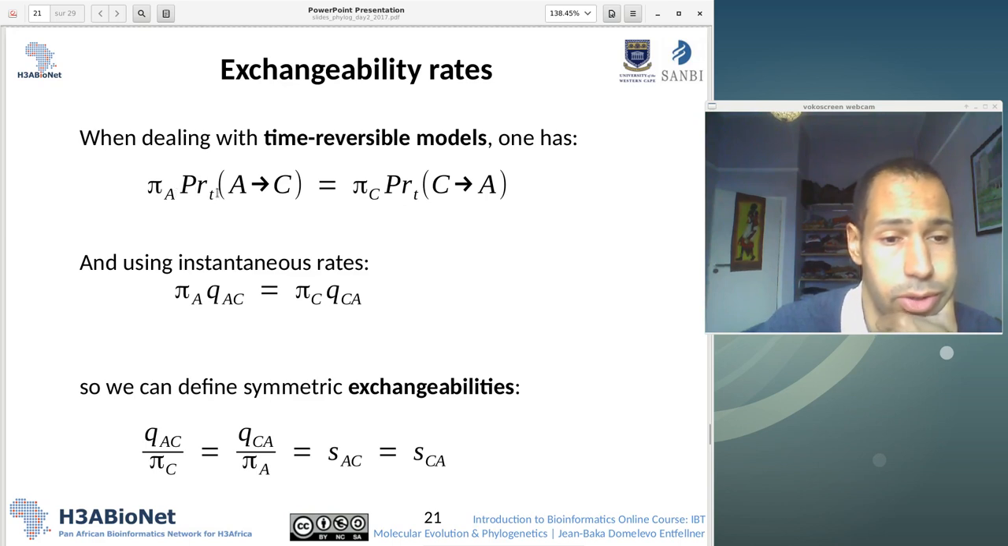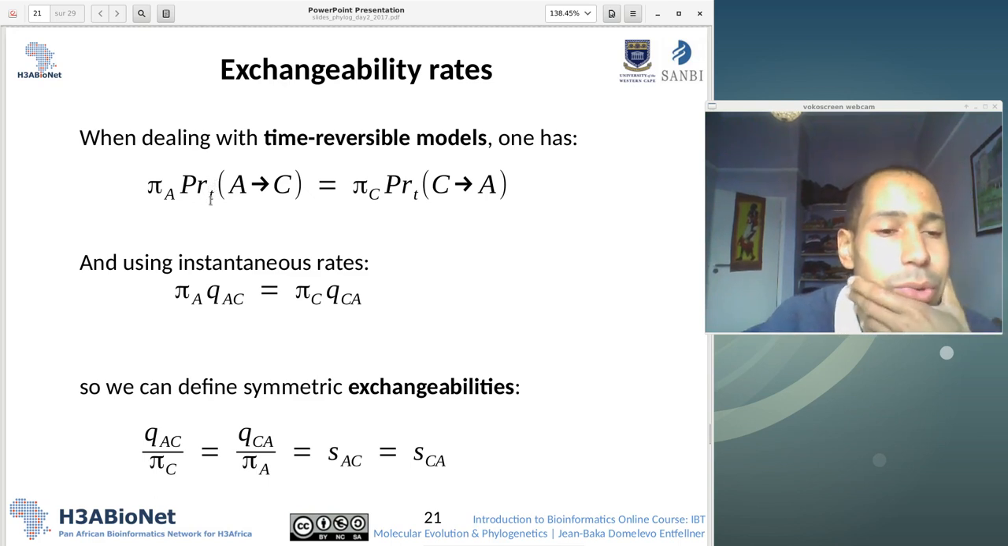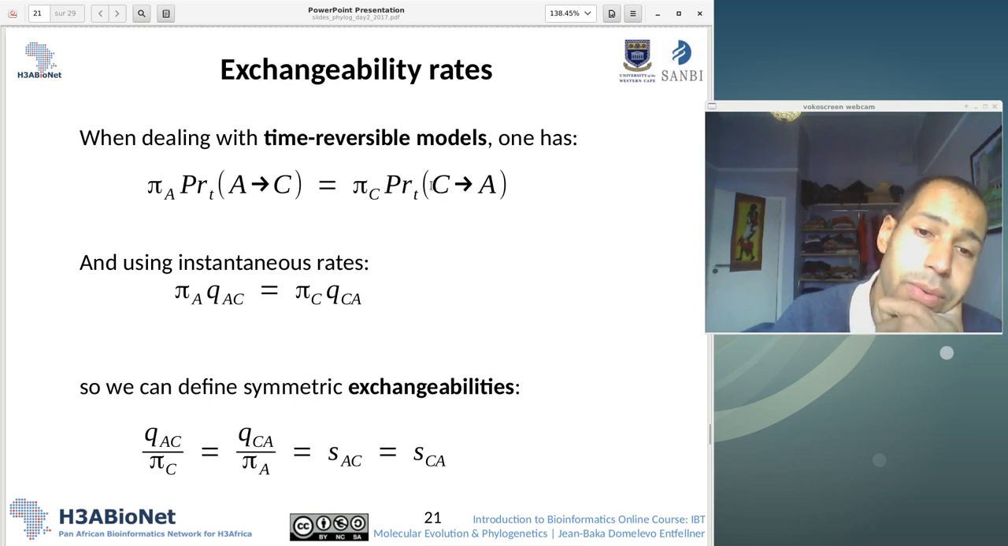Pi A times the probability over time t to have A to C is equal to pi C times the probability to have C to A over time t. Okay, and using instantaneous rates, if we say this t tends to zero, we transform this into the instantaneous rate of transition from A to C. And here we transform this into the instantaneous rate of transition from C to A.